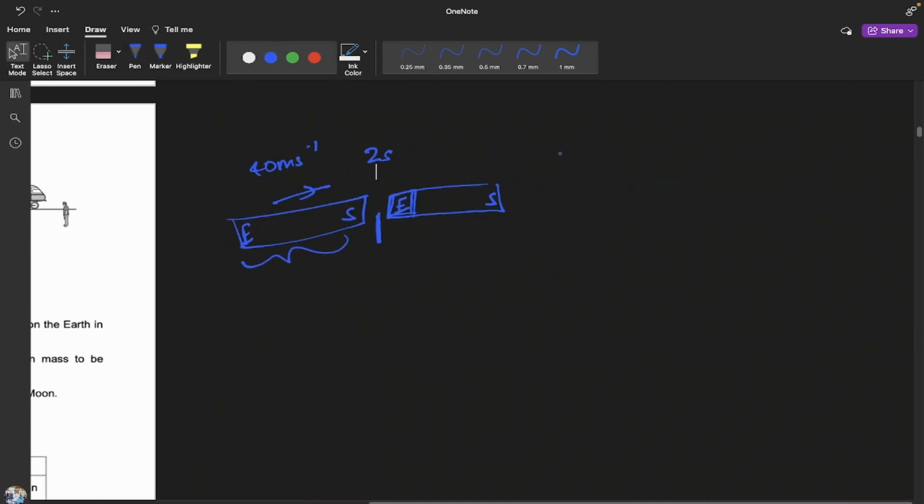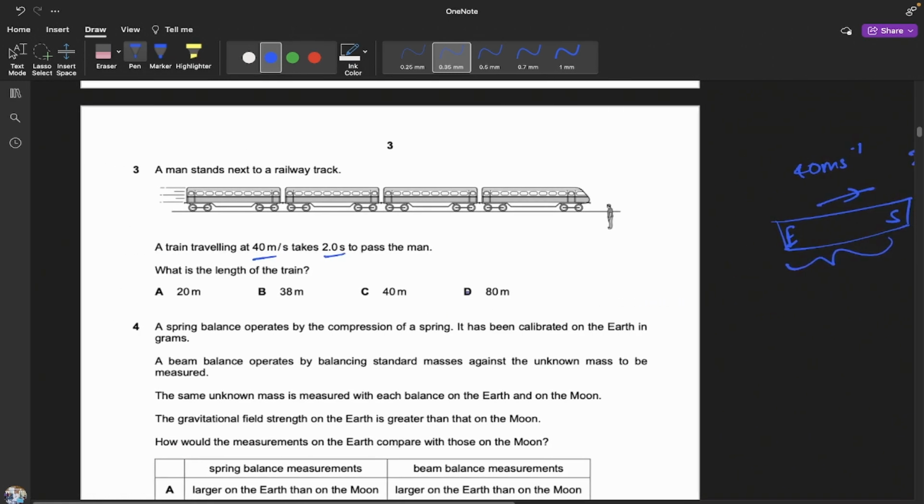You can use the basic equation. Speed equals distance divided by time. They are asking for the distance, so distance equals speed into time. Speed is 40 and time is 2. It is 80 meters. So the answer is 80 meters.